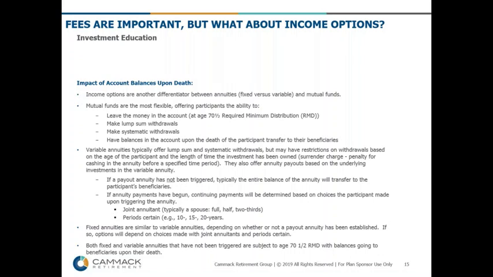And that's a little bit different from annuities, because with annuities, and we'll talk about that now, they have the lump sum withdrawals and systematic withdrawals. But once you actually set up the annuity, what happens when somebody dies is a little bit different. So with annuities, the actual restrictions on withdrawals are going to be based on the age of the participant and the length of time of the investment.